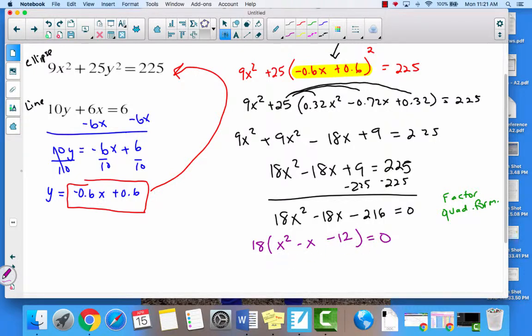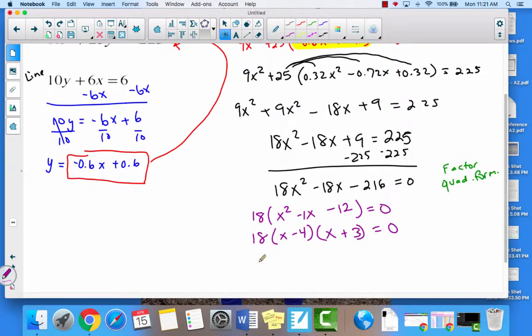If I factor what's in parentheses, what are my factors of negative 12 that will get me a negative 1? Well, that's going to get you negative 4 and a positive 3, because negative 4 plus 3 is negative 1, and negative 4 times 3 is negative 12. Because I've factored it, now I can set each part equal to 0. So I get x equals 4 and x equals negative 3.